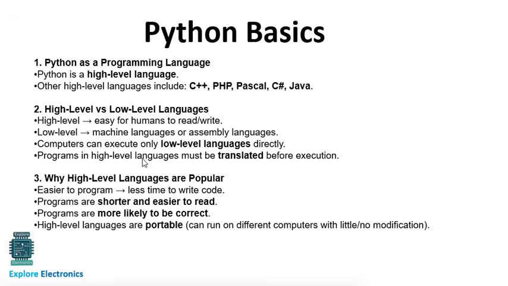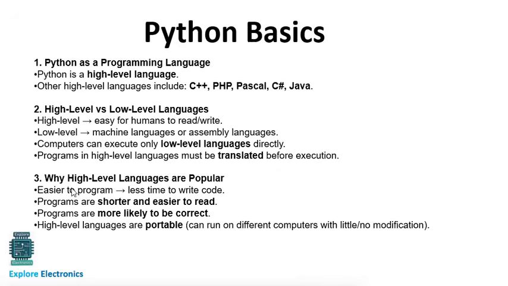And programs in high level languages must be translated before execution, which means a computer can understand only machine level language, so how can it execute the programs directly? That's why before execution, the program in the high level language must be translated to the low level language. Then it will execute the program. Very clear, right? Because a computer is a machine, it will understand only the machine level language. That's why it will convert to the low level language. Then it will execute that particular program.